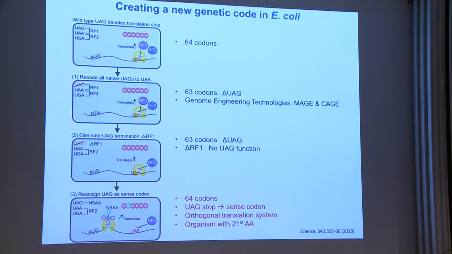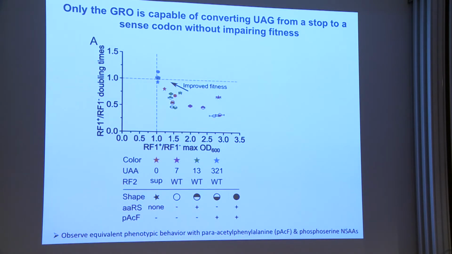Could we now build off of the work by Pete Schultz, David Terrell, and colleagues, and introduce orthogonal translation systems and reintroduce that UAG codon? What we found here, similar to what I just showed you a minute ago, is that only in the context of a recoded genome, and here we're looking at doubling time as well as max OD, again ratios of release factor 1 to release factor minus cells, do we see that the fully recoded genomes are able to faithfully encode these amino acids without impairing growth. And you can see these other solutions show significantly reduced fitness.